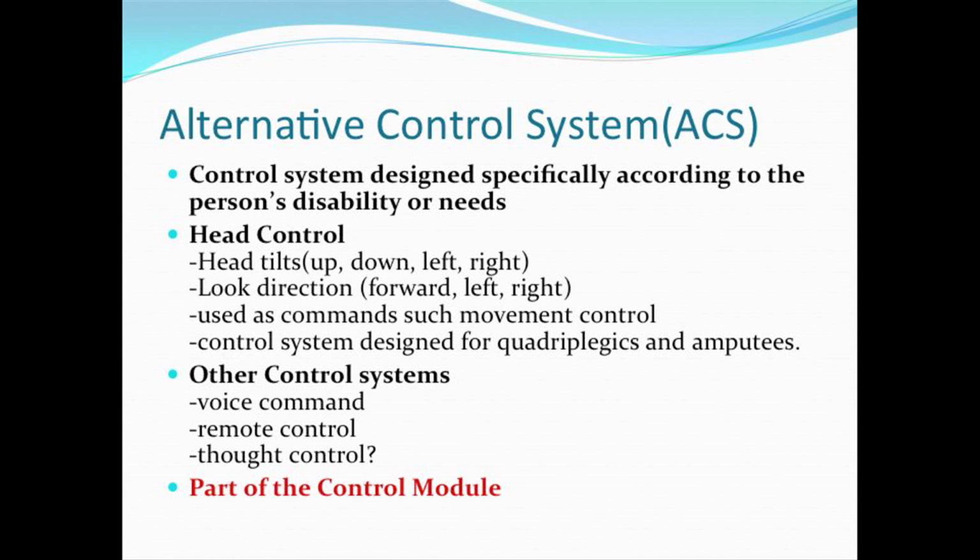Okay, I'm going to talk about the alternative control system. Basically, the alternative control system just sends the control to the master module, like I said before. But it's designed so that anybody can control the wheelchair. For example, if the person is quadriplegic, he can't control his arms or legs, then we have the head controls. We could do a tilt up for a certain command, tilt down for a certain command, look right, look left, or tilt right, tilt left.